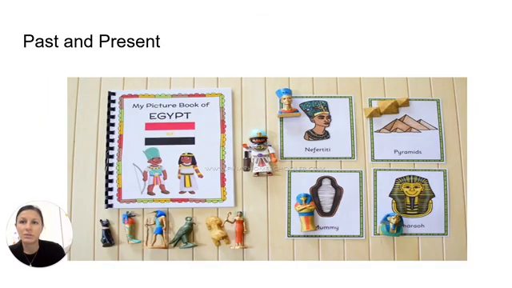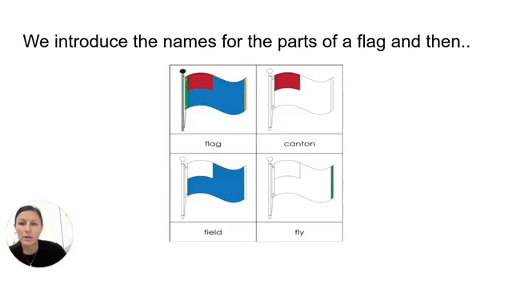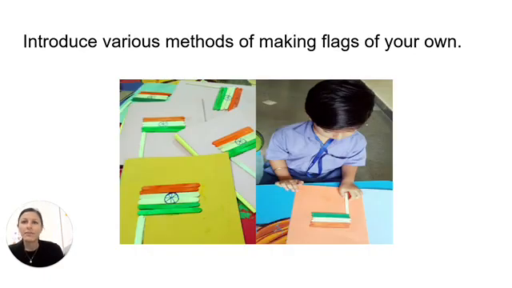In addition to using the various maps, the children will also experience lessons to help them to learn more about a culture, both present and past. We also learn about the flags of different countries. Initially, we teach about the parts of the flag, the canton, field, and fly, before introducing a specific country's flag. Finding fun and different ways to create a flag keeps the children's interest throughout the years they are with us.